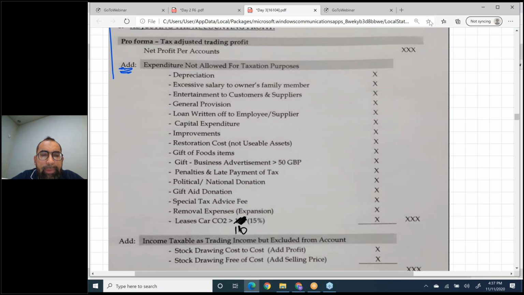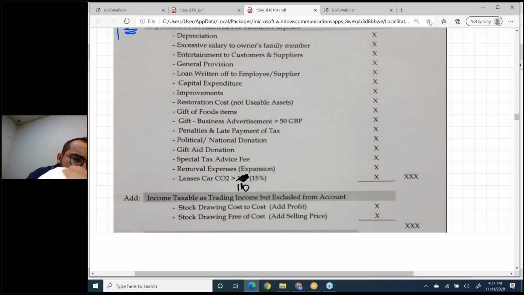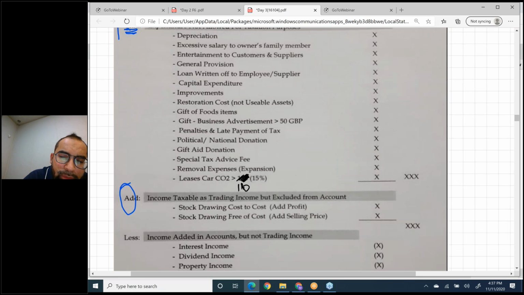Now, the second adjustment, look at here. Incomes taxable as trading income but excluded from accounts. Wait, this is a very little adjustment. There are some incomes which are not treated as income in the accounting books. But when we go to the tax department, they say, oh, for us it's a taxable income. Come on, add it. We want tax on that. Now the question is, sir, is there any example? Yes, there is only one example, and that is stock drawings. Please be careful.